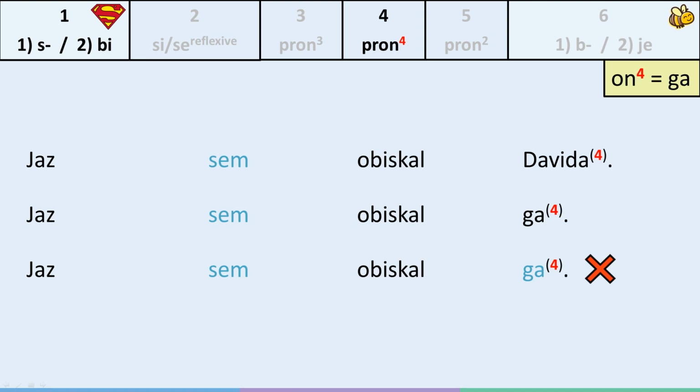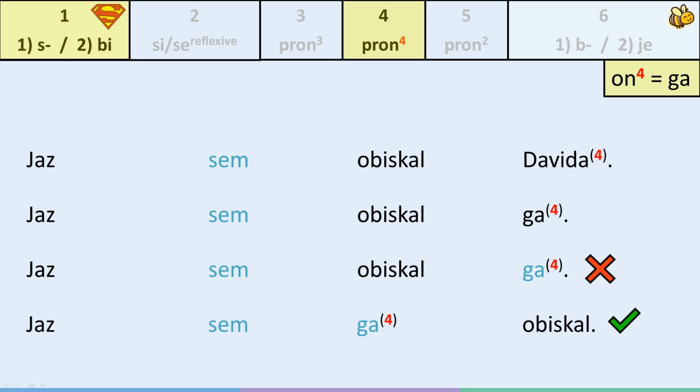However, you can also just check your table to see what exactly is going on. There are two clitics in this sentence, which is why the rest of the spots are grayed out in the table at the top of the screen. One of them belongs to the first group, and that's sem, because the present tense forms of the verb to be, with the exception of je, of course, are in place number 1. The other is a pronoun in the fourth case, and accordingly, it's in place number 4. The only correct sentence as far as the clitics are concerned is jaz sem ga obiskal.